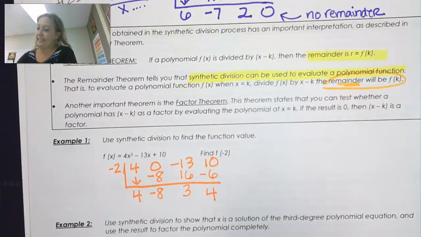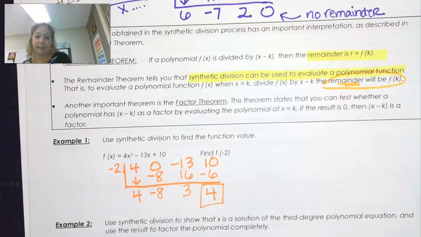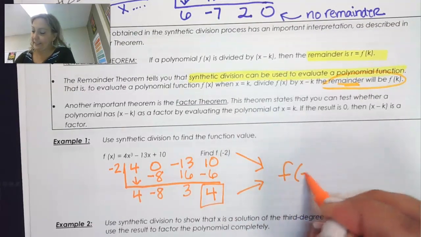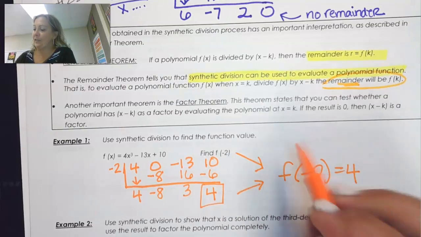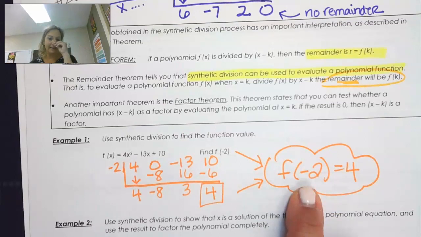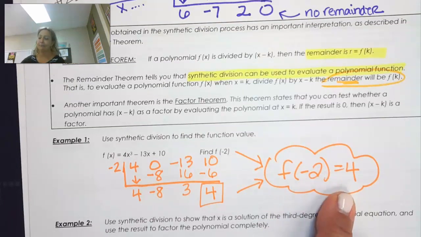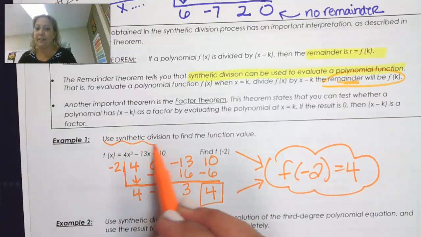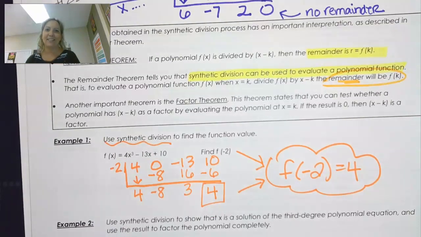And what this is telling us is that this is our remainder, and that's telling us what our function value is. I'd like you to write it like that. Don't just put 4. Put that f of negative 2 is 4. That's what you were really evaluating. That's the beauty of that. You're saying that when the input is negative 2, I'm getting 4 as my answer. So that's how you can use synthetic division to find the function value. And if it says to use synthetic division, make sure that we follow those directives.